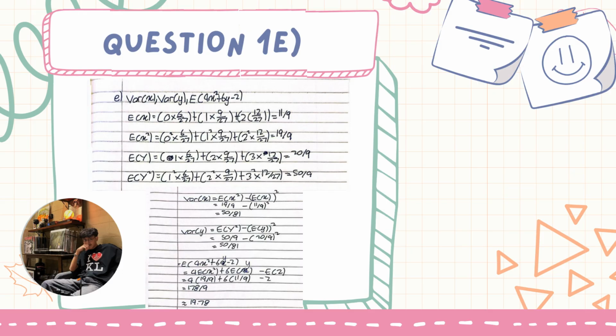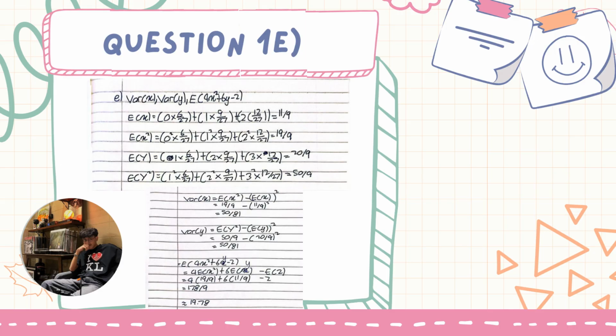For question 1e, we need to compute the variance of x and variance of y, and hence find the E of 4x squared plus 6y minus 2. The first step is to find the variance of x. To find the variance of x, we first need its expected value. We calculate E(X) by multiplying each value of x by its marginal probability f(x). As shown, 0 times 6 over 27 plus 1 times 9 over 27 plus 2 times 12 over 27 gives us 11 over 9. We repeat this for E(X squared) by squaring the x values first, which results in 19 over 9.